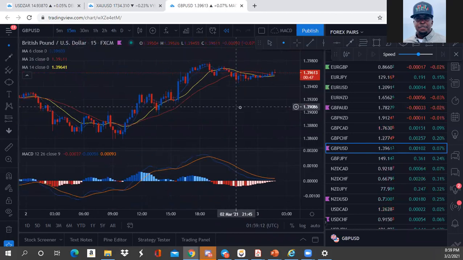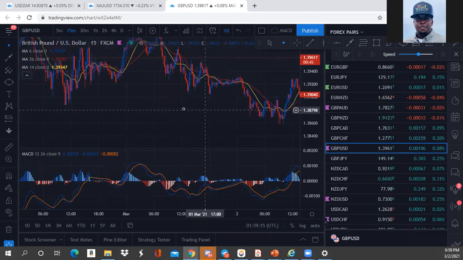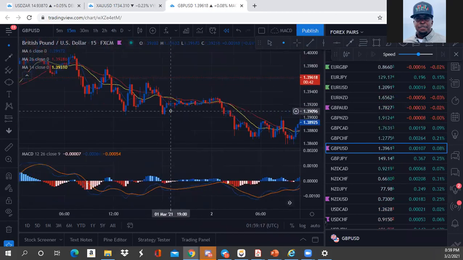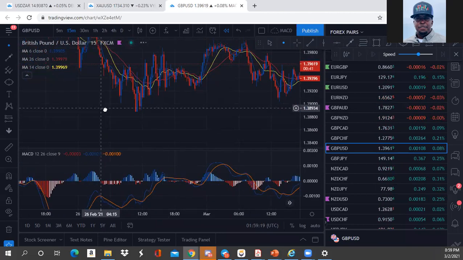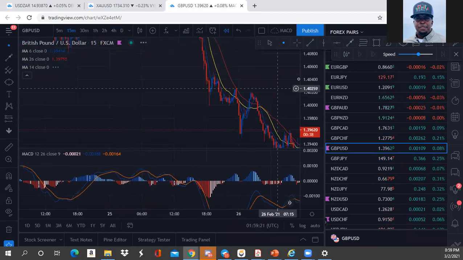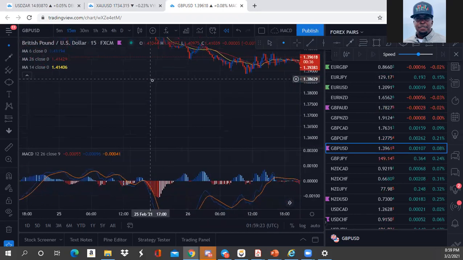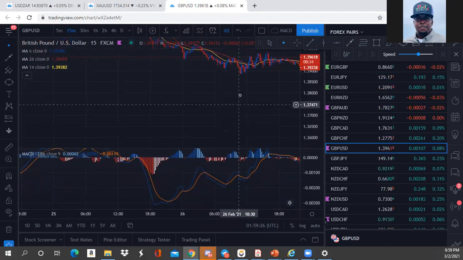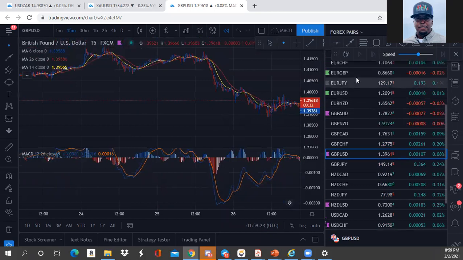It also works on higher time frames, guys. Let's get a not so consolidated market. Let's try that. It's been not so consolidated. So this market's trash.